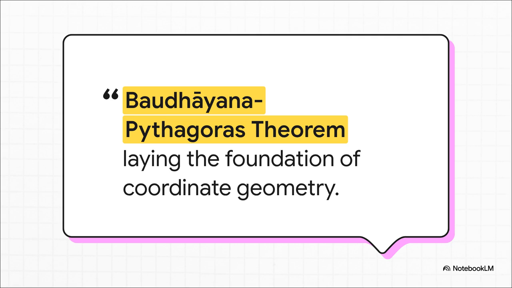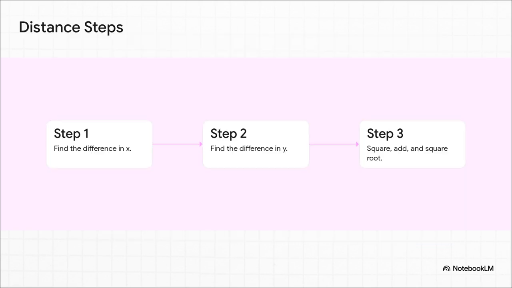Instead of blindly memorizing a bunch of letters, let's look at what's actually happening. Finding the distance between 2 points on a graph is simply using the Baudhāyana Pythagoras Theorem to find the hypotenuse of a hidden right-angled triangle. That is literally it. The horizontal distance is your base, the vertical distance is your height, and that straight diagonal line between your points, that's your hypotenuse. Once you realize it's just Pythagoras in disguise, you can break that intimidating formula down into 3 super logical steps.